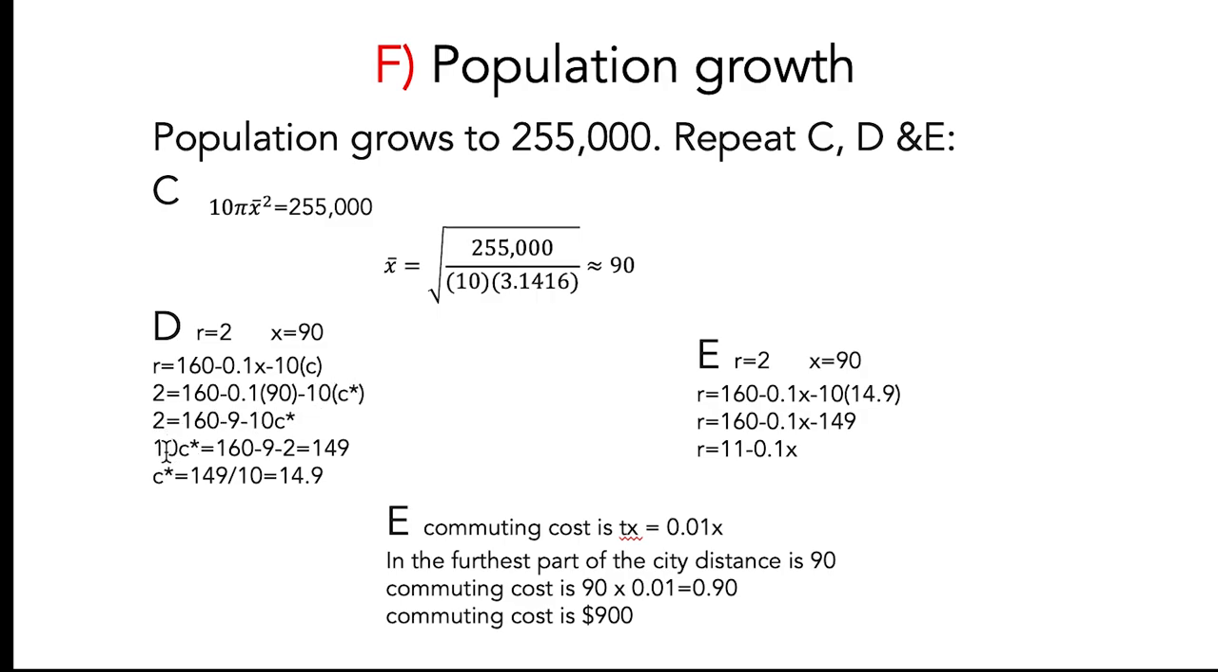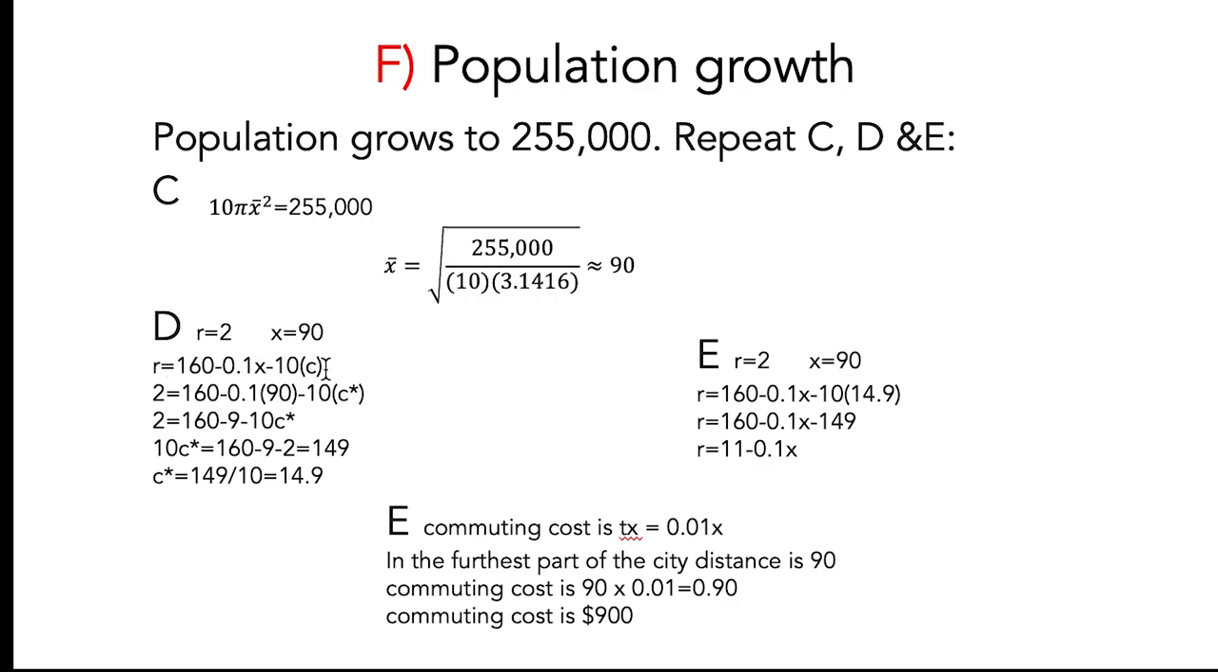Solving for C star, we get that 2 is equal to 160 minus 9 minus 10 C star. Then we add 10 C star on both sides, and we get 10 C star is equal to 160 minus 9 minus 2. That's 149. So C star is equal to 14.9. And now that we have the size of the consumption bundle, we are going to get the rent function.